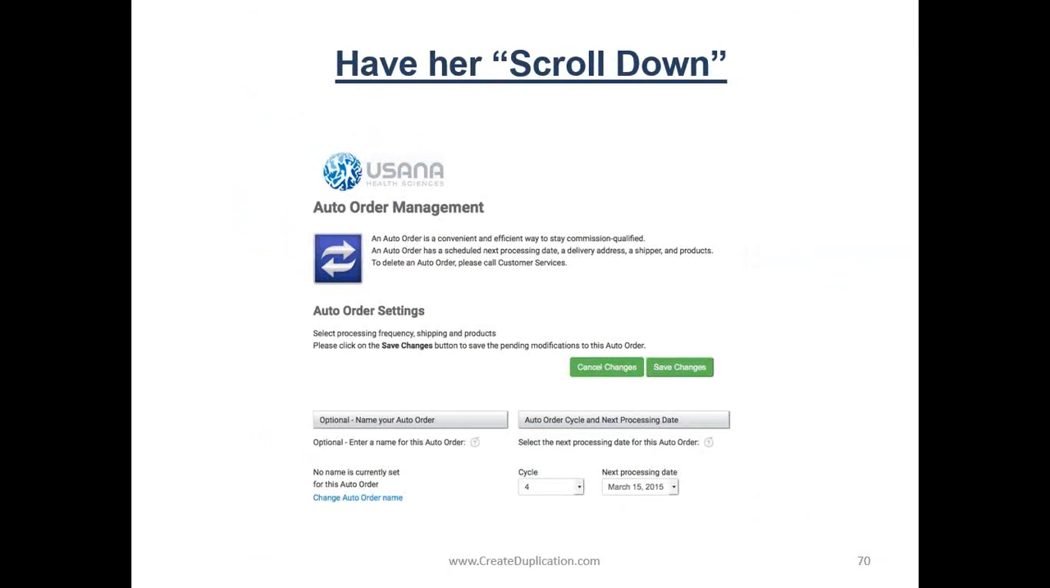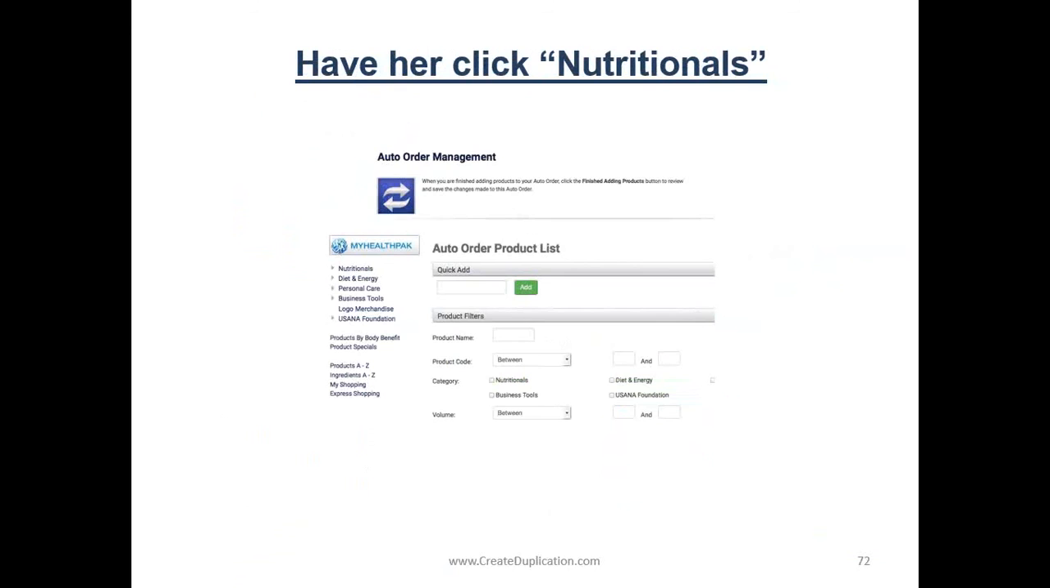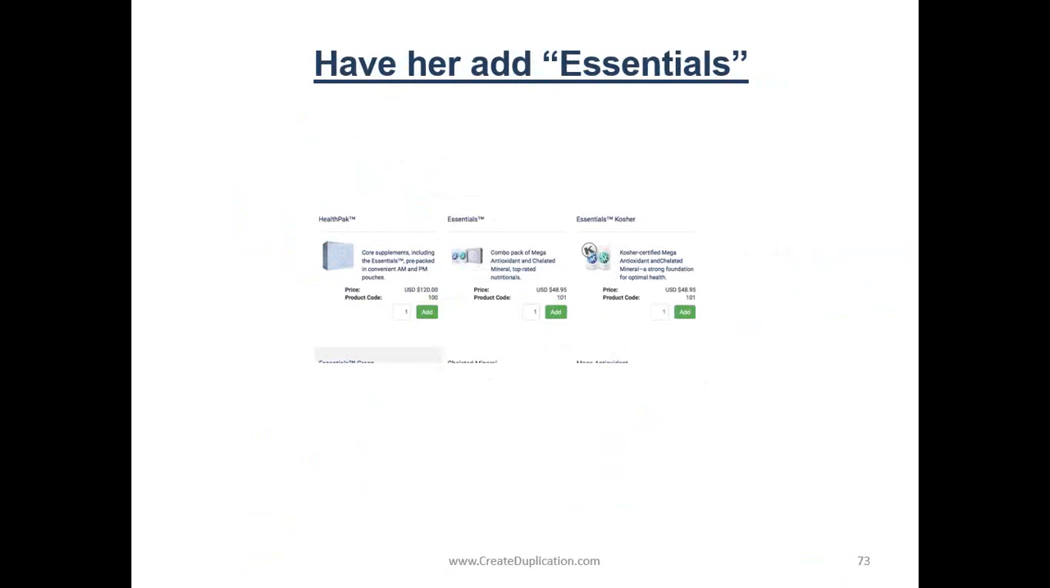And by the way, if I'm coaching someone through this online, I'm on their account at the same time. I log in with their info at the same time. So I'm going to say scroll down, Marianne, and you're going to see this button called Add More Products. Click on Add More Products. Once you add more products, you're going to see another page that says Nutritionals. Do you see it? And she's going to say yes. Okay, click on Nutritionals on the left. So she clicks on Nutritionals.